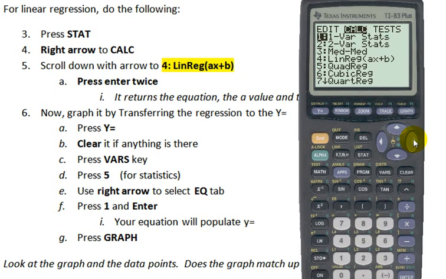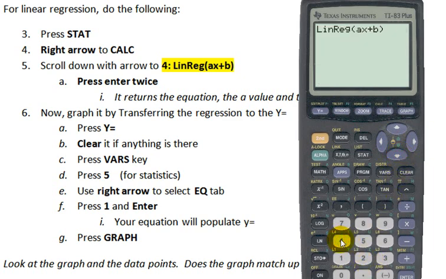And what do we want to calculate? Well, I said we want to do a linear regression. So look down. 1 is 1-Var Stats, 2 is 2-Var Stats, 3 is Med-Med, 4 is LinReg(ax+b). That's the winner, number 4. You can either arrow cursor down to it, or you can just press the number 4 on your number pad. Notice that it will come up and say LinReg(ax+b), and you want to press enter.